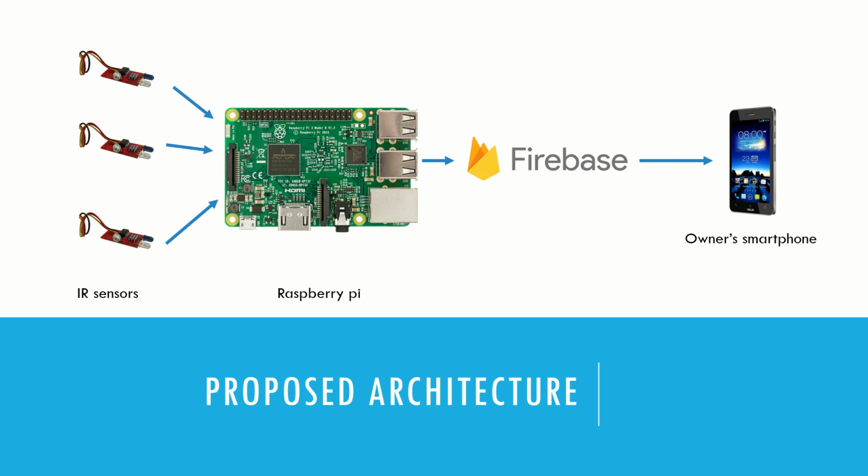We are using IR sensors, and in the demonstration I have used slot sensors for ease of explanation. The data from the sensors goes to the Raspberry Pi, and from there we move it to Firebase, and finally the owner's smartphone gets all the updates. I am going to show you the demonstration right now, with which you will understand how exactly our system works.